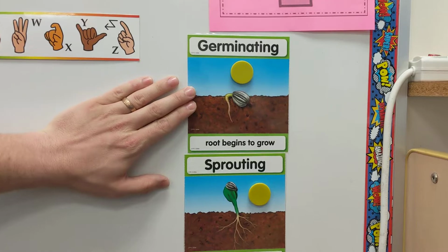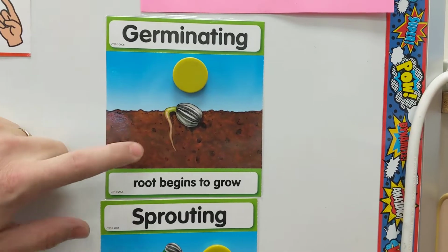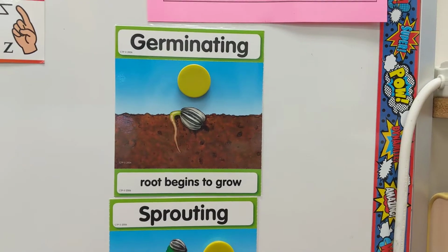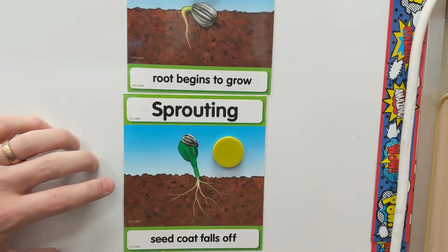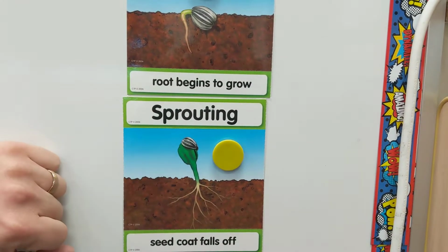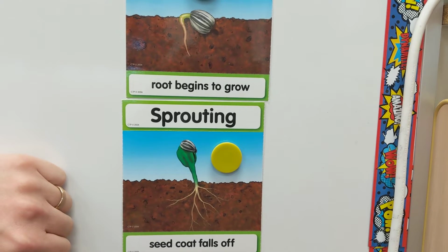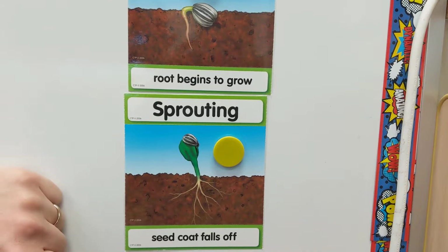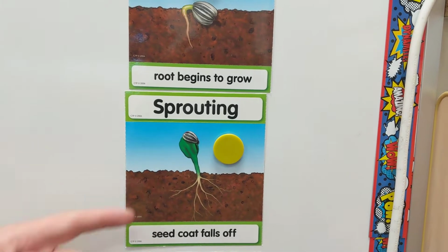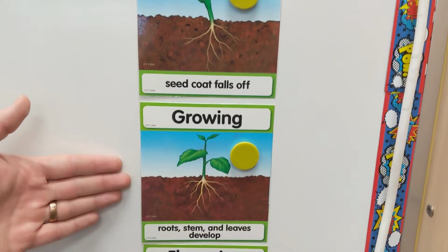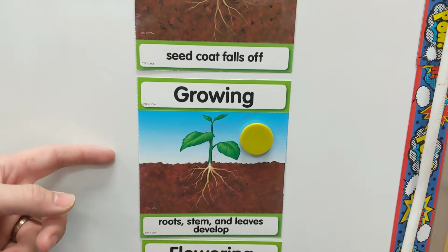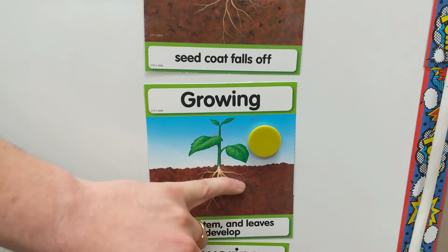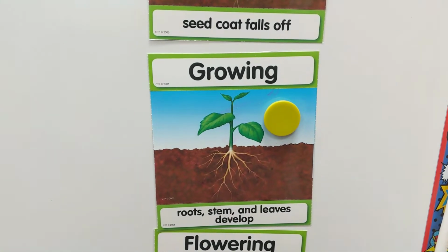The first step is called germinating, when a root starts to grow out of the seed under the ground. Our next step is sprouting. Now you start to see that the coat of the shell of the seed starts to fall off, so the plant is starting to grow out of the ground. Now we have the growing stage, where we start to see a stem and leaves coming off, and roots going deeper and deeper into the ground.